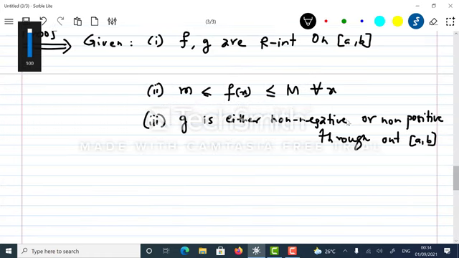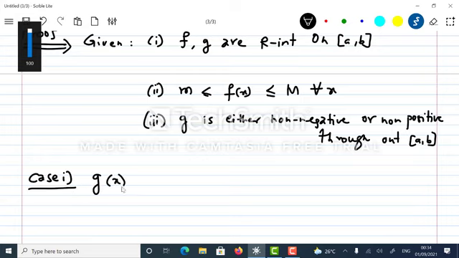So we will have this in cases. So there are 3 cases. In case 1, if we take g of x is greater than or equal to 0 for all x belongs to closed interval a comma b.